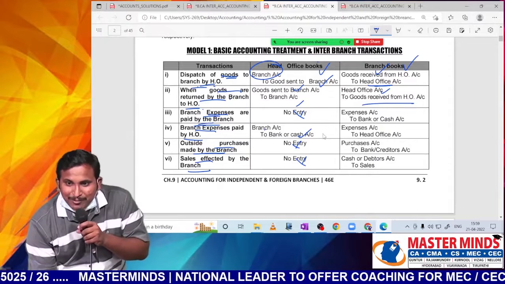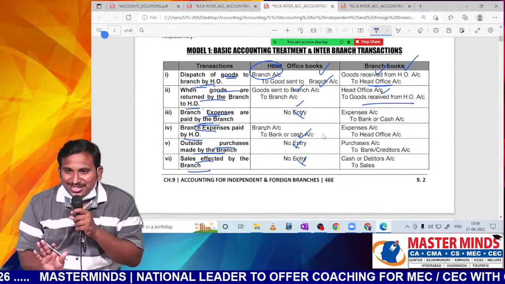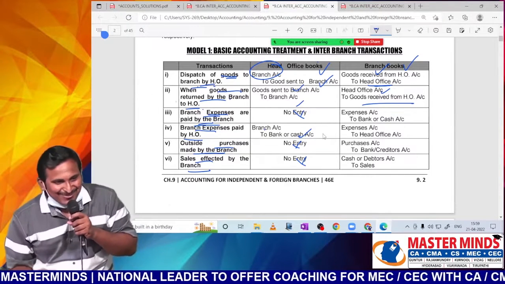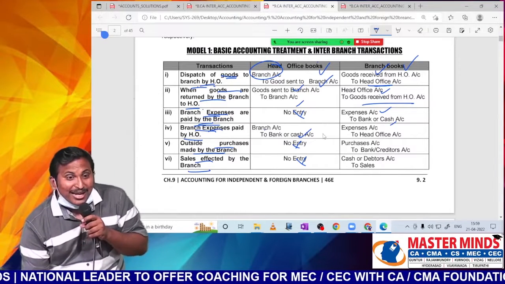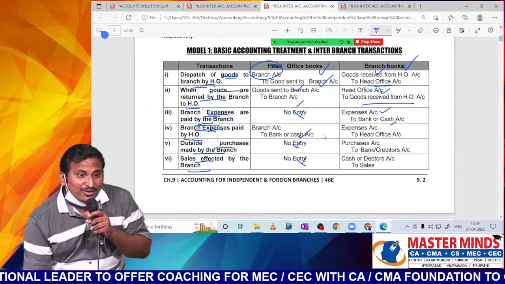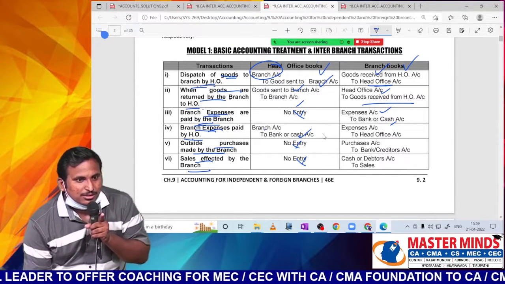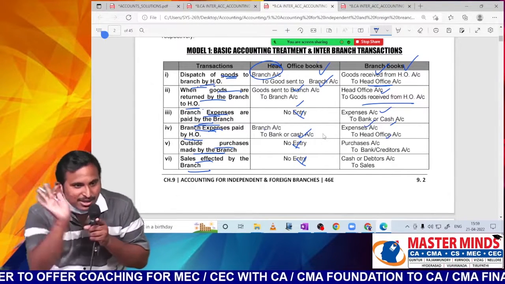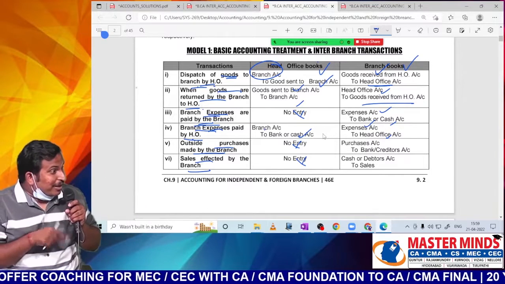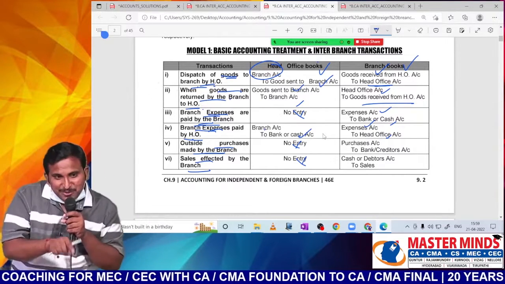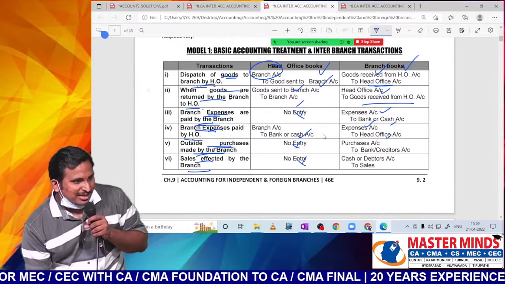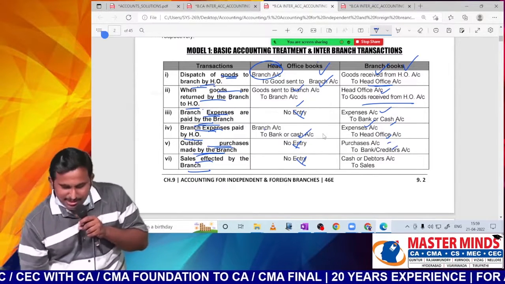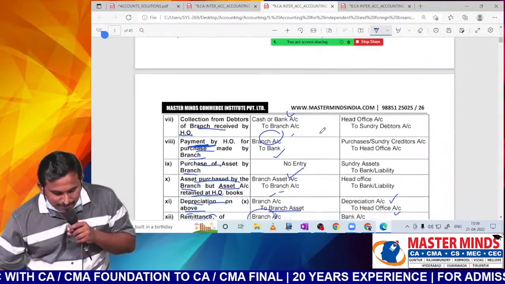Branch expenses paid by branch. We are doing everything ourselves, so double entry is required: branch expense to cash or bank. Next, branch expense paid by head office. Who has paid? Head office. But we have to record the expense. Expense you debit, balance head office. We have not made the payment, but we should record the expense, balance to head office. Outside purchase made by branch, regular purchase to creditors. Sales, regular debtor to sales.